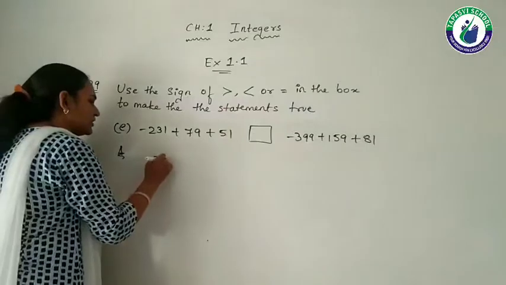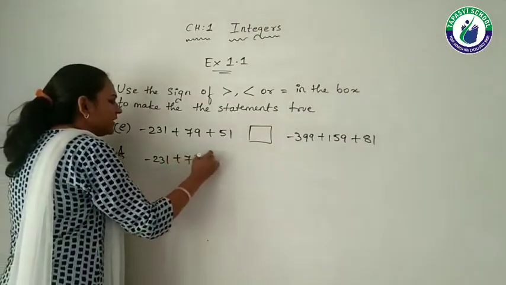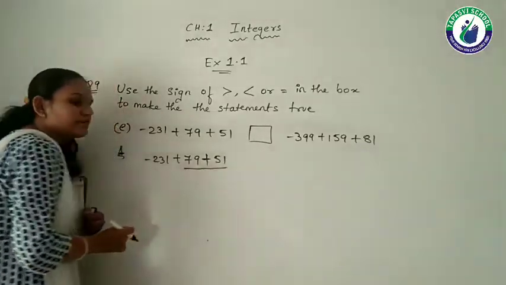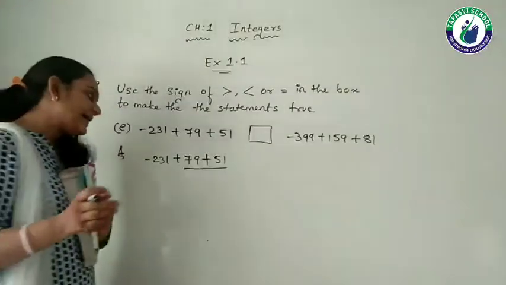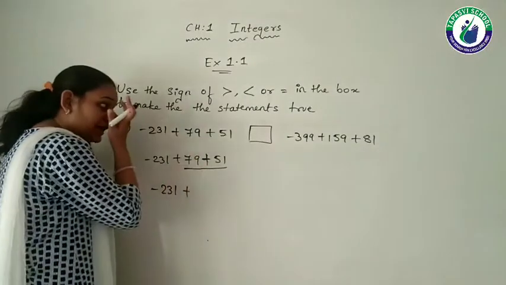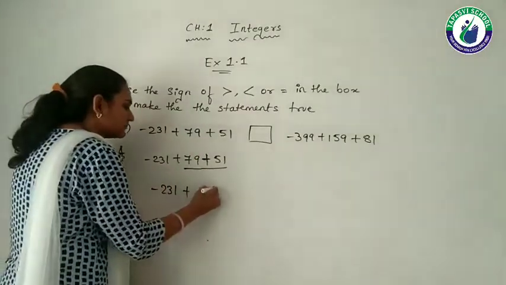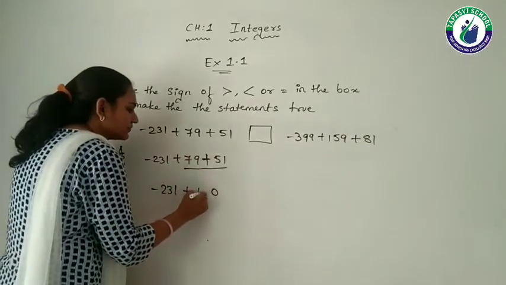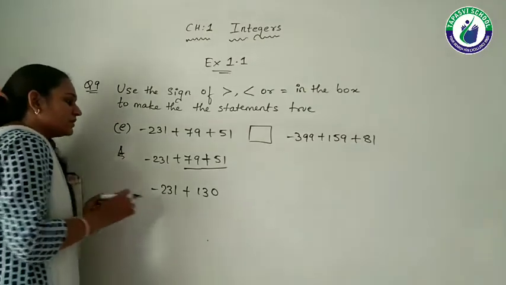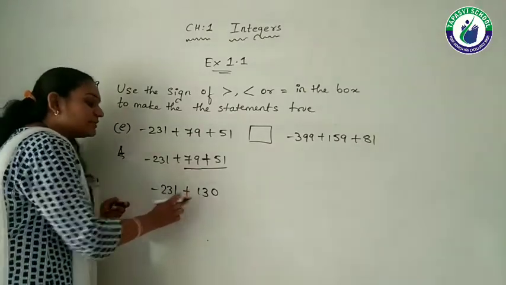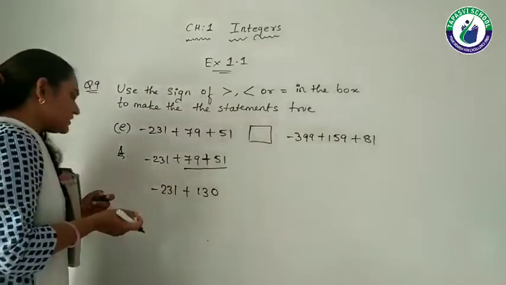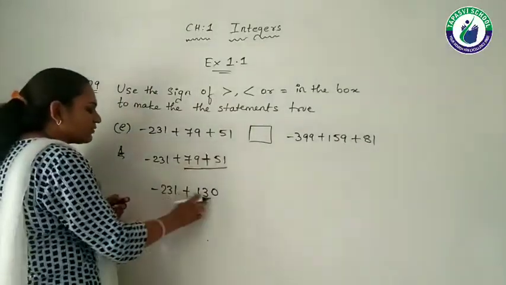So, minus 231 plus 79 plus 51. Now, these two are positive numbers, positive integers. So, I can add them. So, 79 and 51, 130. Is it okay, students? Now, this number is negative, this number is positive. So, we are going to do the subtraction. So, minus 231 plus 130, I am going to subtract them.